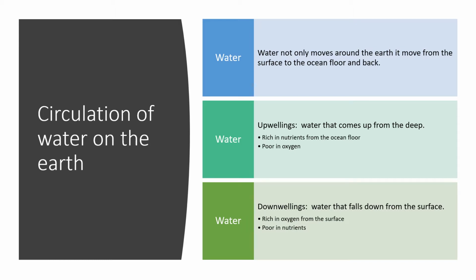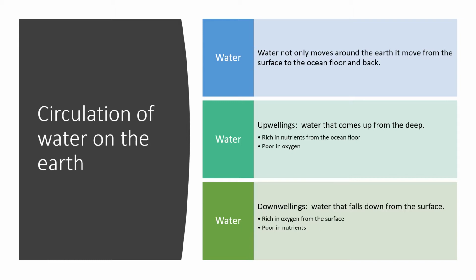One's called upwellings. That's where water comes up to the surface from the deep. Water that's in an upwelling is very rich in nutrients. That's because everything that dies technically falls to the ocean floor. And so that water that's carried up to the surface is going to be very rich in that kind of dead material, which a lot of ocean life eats. But it's going to be very poor in oxygen because down deep below, there's not going to be a lot of ways for oxygen to get down that deep. So the water coming up is going to be very oxygen poor.